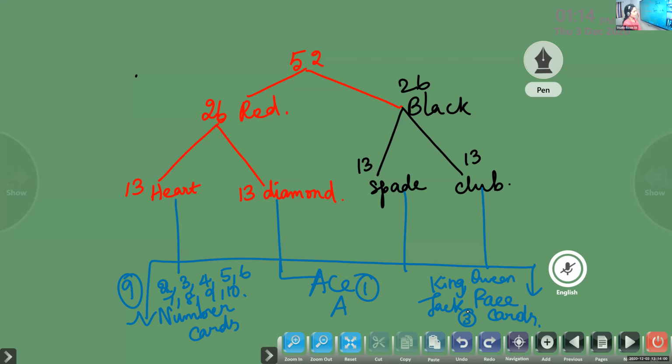Now answer my question, children. You copied this? You all copied? Okay. How many red face cards will be there? Michael? 6. Very good. Red face cards are 6. Then Aditya, how many black aces are there? 2. Yes, correct. Achyut, how many black number cards are there?